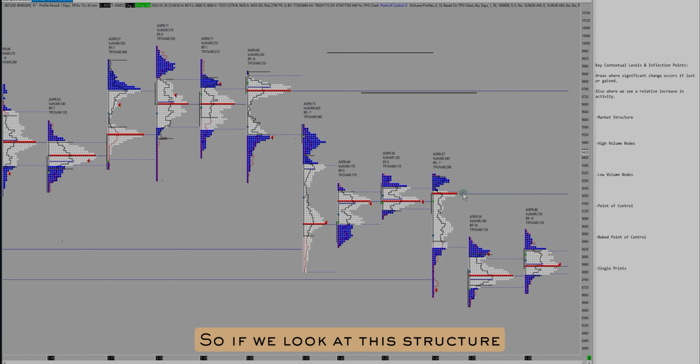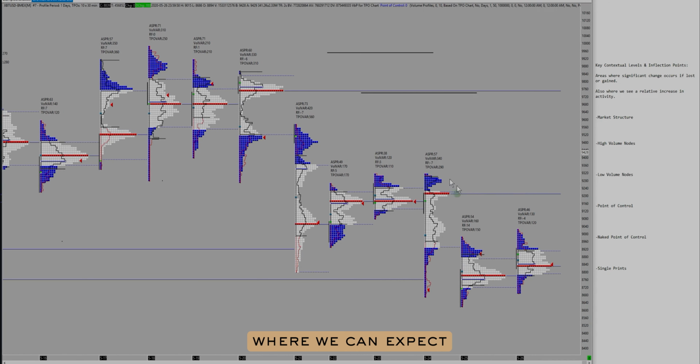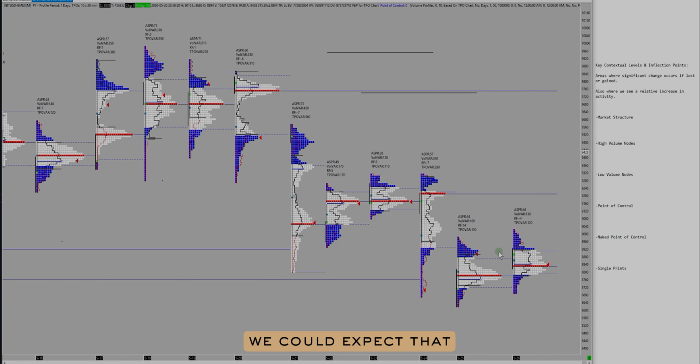So if we look at this structure moving forward, this should be an area where we can expect a good amount of friction. So as we're approaching a point of control, from the underside or from the top side, this could be an important area of support or resistance. If we are approaching it and we're currently in a trade, we could expect that this will likely again cause a good degree of friction in the opposite direction, or sometimes referred to as stickiness.